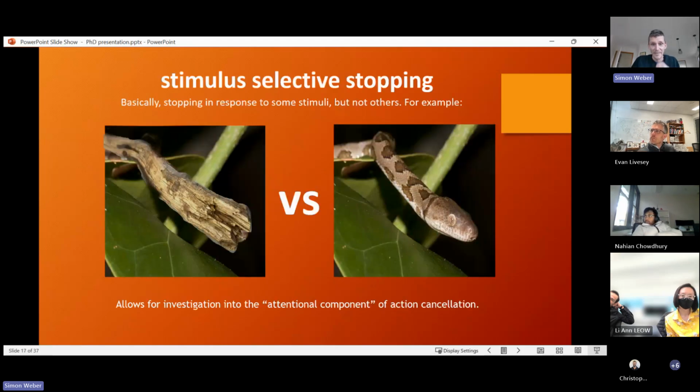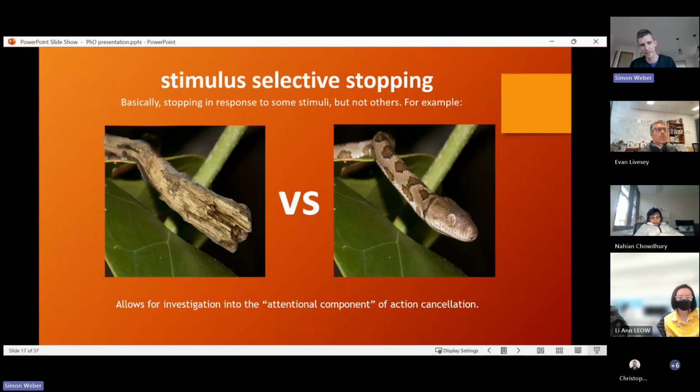So how do you investigate this in a stop signal task? As in, how do you extract that attentional component of inhibition and look at it in isolation? Well, one purported way of doing that is to use stimulus selective stopping. And this is stopping in response to some stimuli, but not to others. So for instance, if you're walking along on a really hot day in the bush and you're expecting there to be a snake because it just feels kind of snaky, and then you see a coiled up log or something and it looks vaguely like a snake, you may pause for a moment and think, that's a snake.